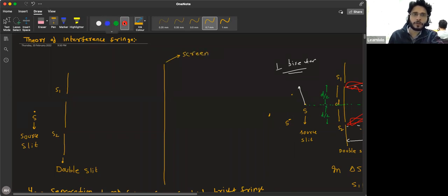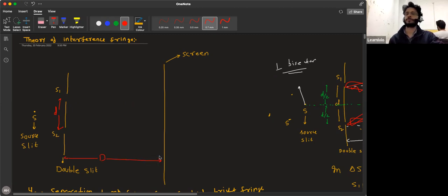The separation between the two slits is usually represented by d. The separation between the double slit and the screen is usually represented by capital D. So the light waves will start from this point S. The single source S gets divided into two sources, one is S1 and another is S2. The light waves coming from S1 and S2 will superimpose each other. When they superimpose, they give an interference pattern.